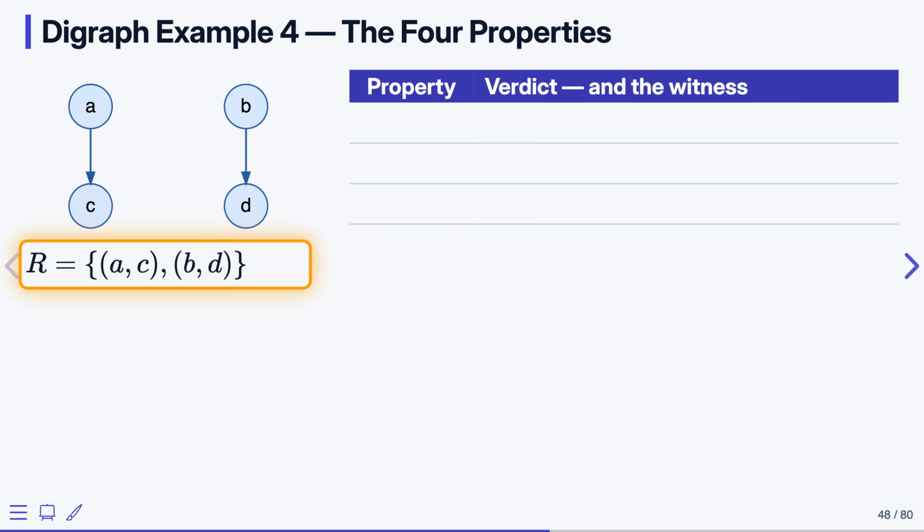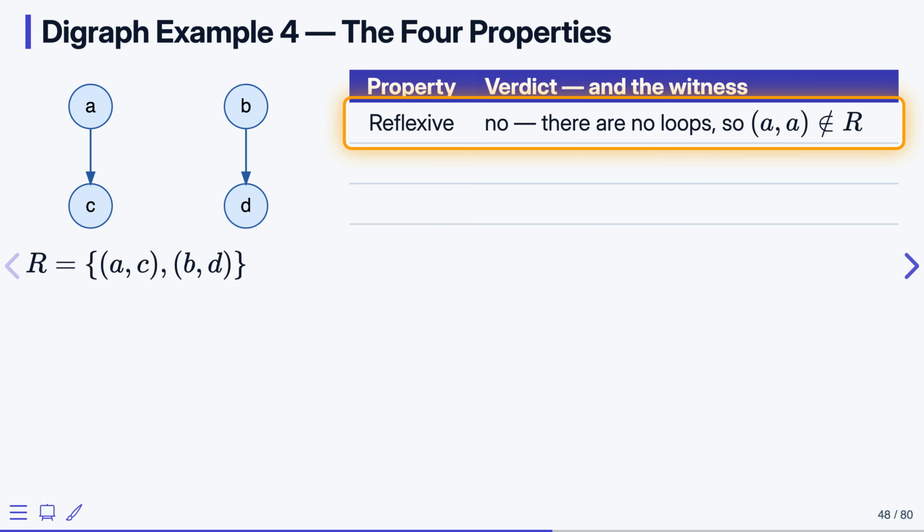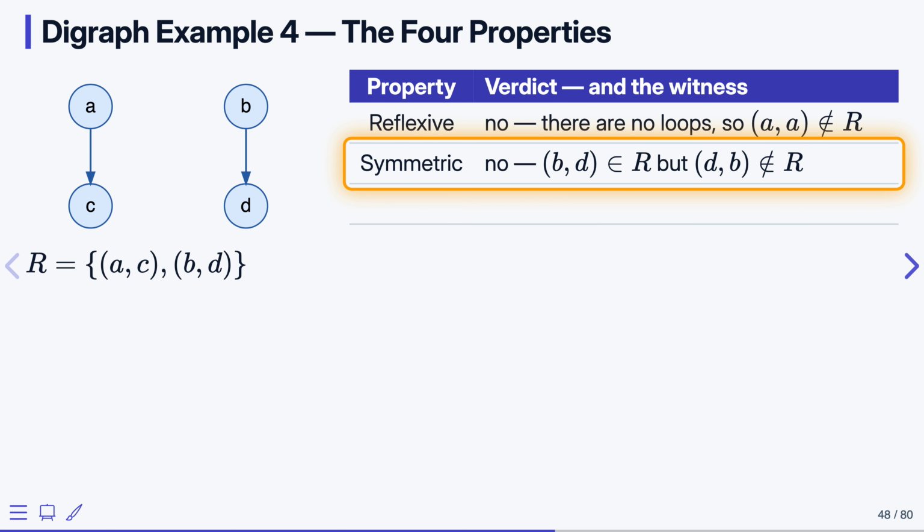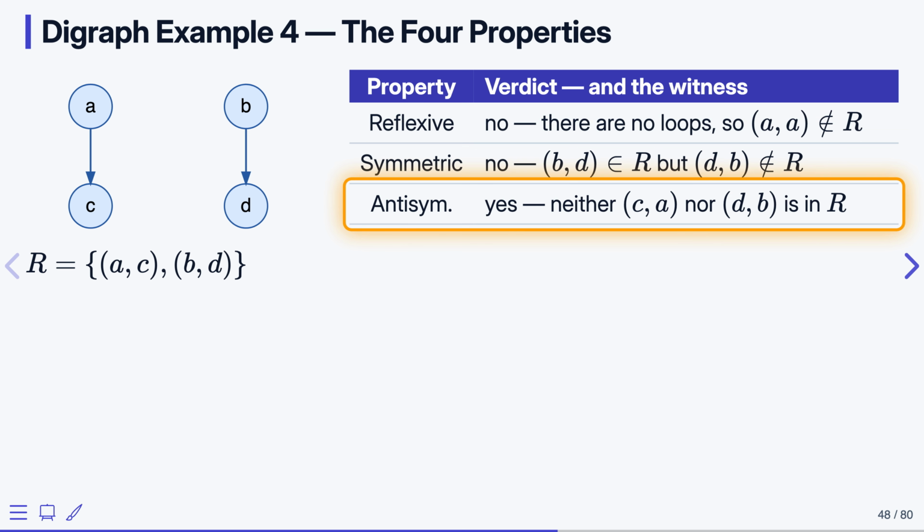Now the 4 checks for this graph. Is it reflexive? No, there are no loops, so the pair AA is missing. Is it symmetric? No. There is an arrow from B to D, but no arrow from D back to B. That is our witness. Is it antisymmetric? Yes. Check the reverses. The reverse of AC is CA, which is not there. The reverse of BD is DB, which is not there either. So no 2 different vertices point at each other.